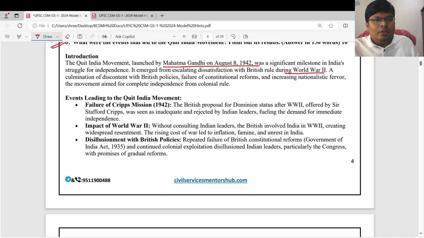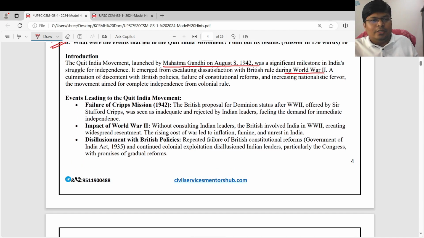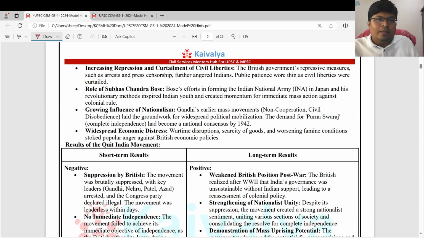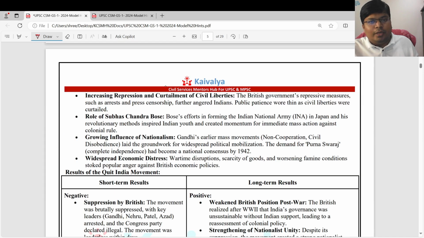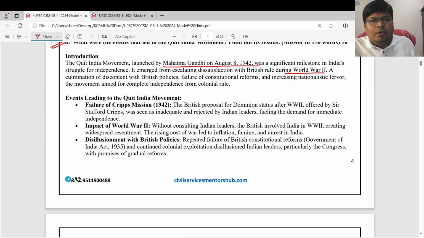Then events leading to the Quit India movement: the failure of the Cripps mission, the impact of World War II, disillusionment with British policies, then increasing repression and curtailment of civil liberties. So these different types of points I have mentioned over here. Again, our main purpose is to just understand the question and break it down into a structure.